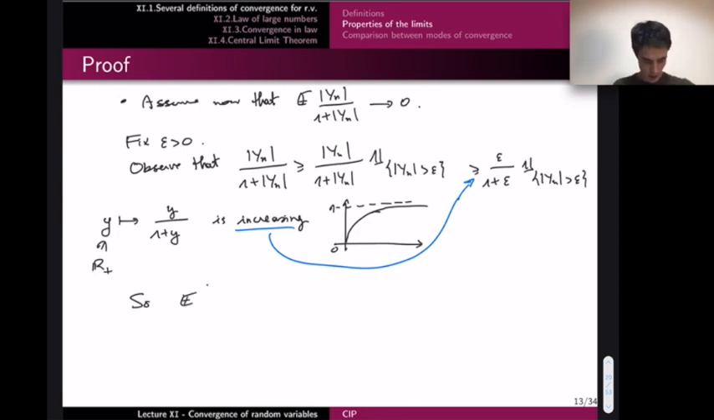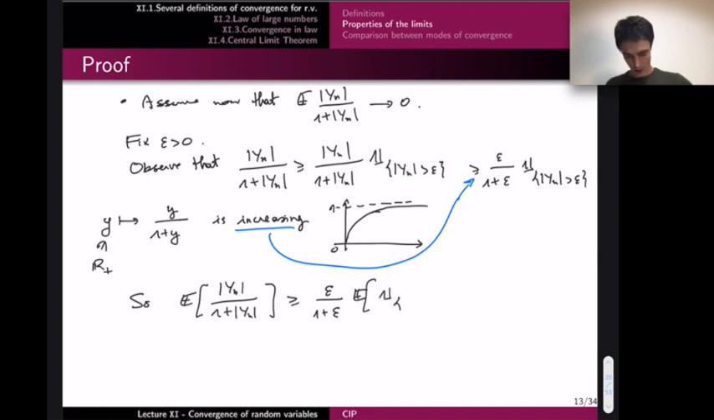So the expectation of Yn divided by 1 plus Yn is greater than epsilon over 1 plus epsilon times... this is deterministic, this is just a scalar, so I can take it out of the integral. So this is greater than epsilon divided by 1 plus epsilon times the expectation of the indicator function of Yn greater than epsilon. Okay, so this is equal to epsilon divided by 1 plus epsilon times the probability that Yn is greater than epsilon. Okay, and now I can conclude.